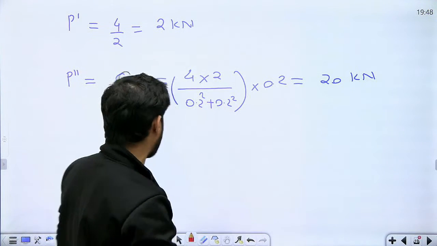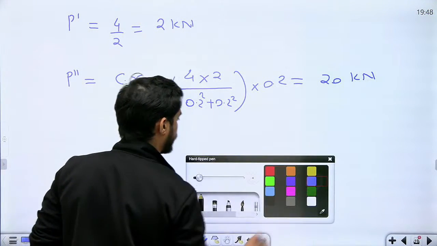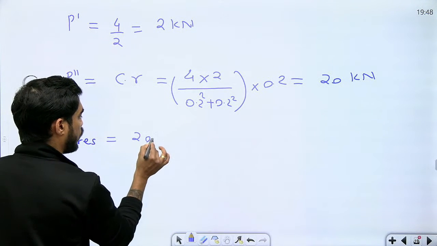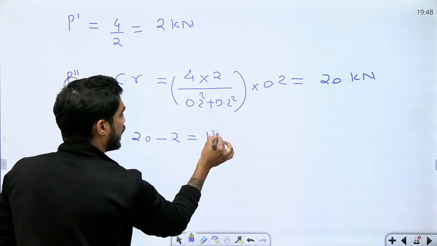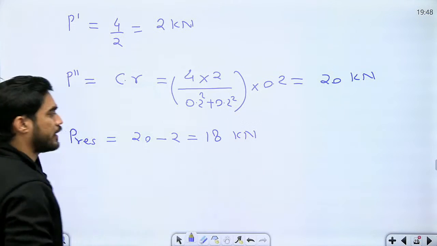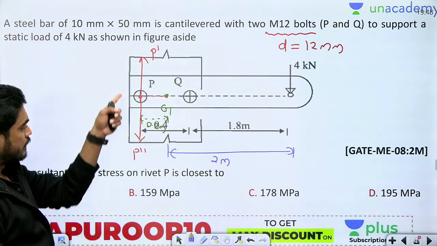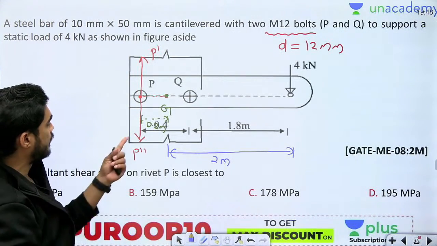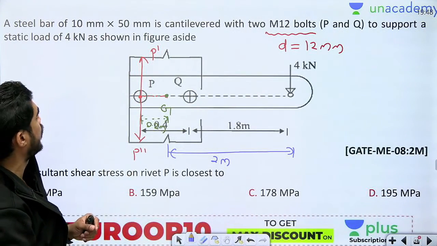So what will be the total force? What will be the resultant force? P resultant will be equal to 20 minus 2, that is 18 kilonewton, right? P resultant will be this minus this. Both are vertical, but one is downward, one is upward. So 20 minus 2, 18 kilonewton.